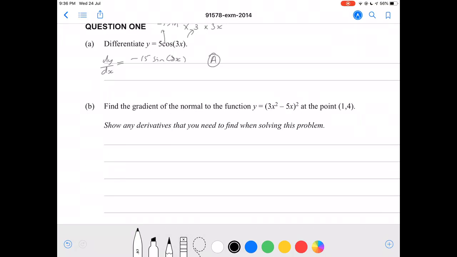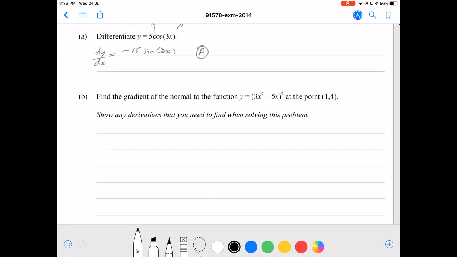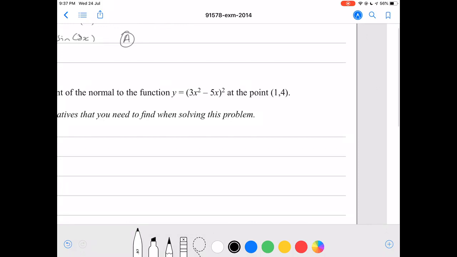Find the gradient of the normal to the function y equals (3x squared minus 5x) all squared at the point (1, 4). What is meant by the normal is that it's similar to the tangent line, but it's not exactly the tangent line. The normal line cuts the tangent line perpendicular. I'm going to give you an example.